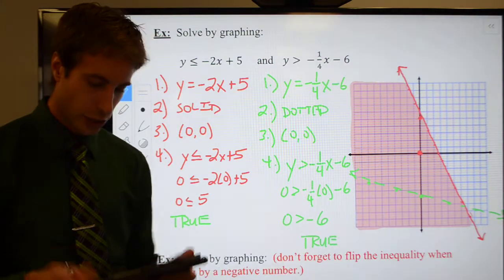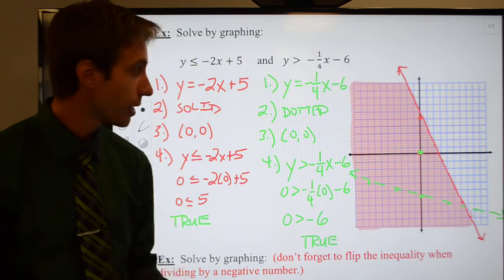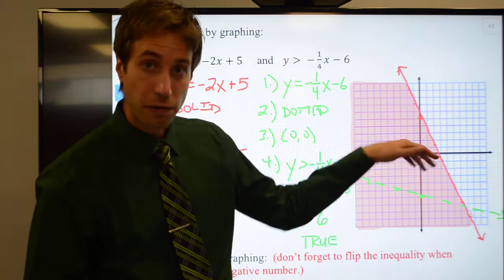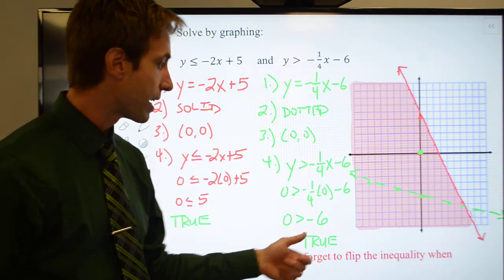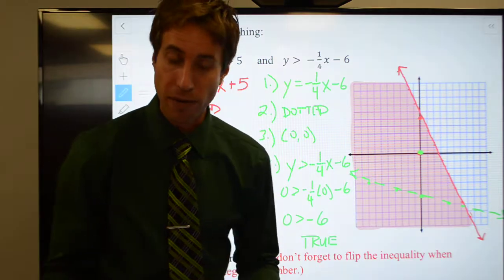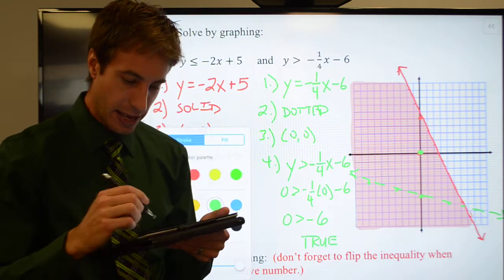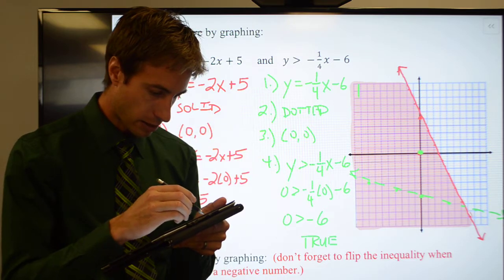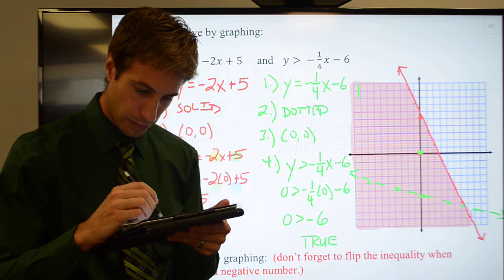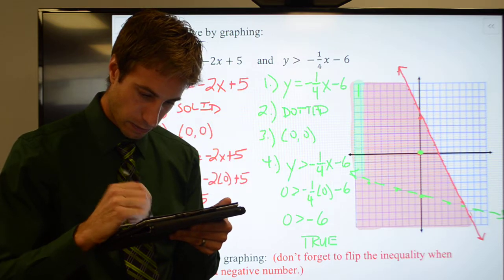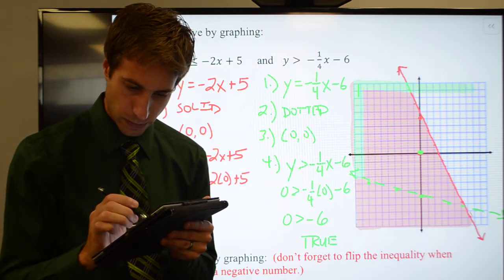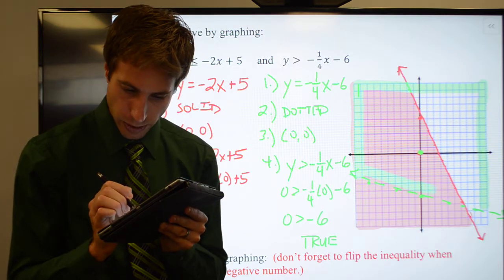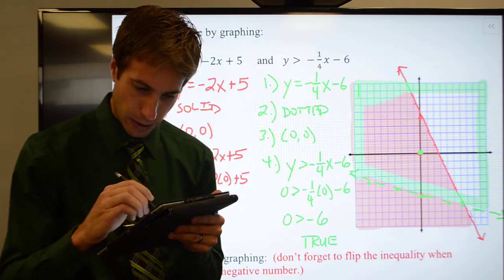My test point, which is right here, 0, 0, gave me a true statement. Since my test point is above the green dotted line and it gave me a true statement, that means everybody above the line would be true. So we shade that entire region. Oops, I need my highlighter. Sorry. There we go. Alright, got a lot of coloring to do on this one. Take your time. Get all that filled in.